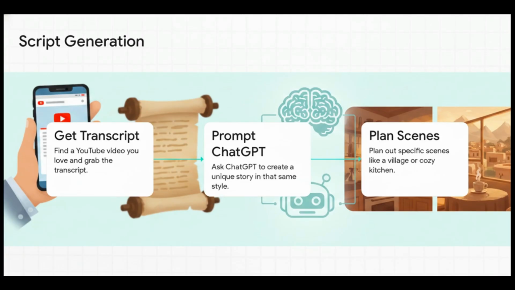Well, here is the ultimate hack. Step 1. Find a video you already love on YouTube and grab its transcript. Step 2. Feed that directly into ChatGPT and ask it to create something totally unique, but keeping that same engaging style. Step 3. Plan out your specific scenes. Like, is your story happening in a dusty village or maybe a cozy kitchen? Once you nail that down, you're totally ready for the next phase.